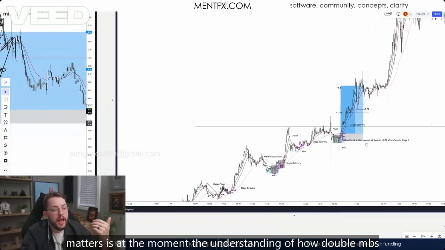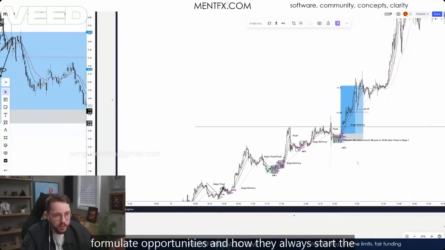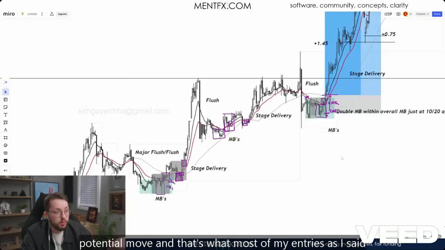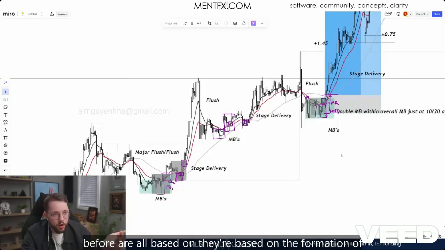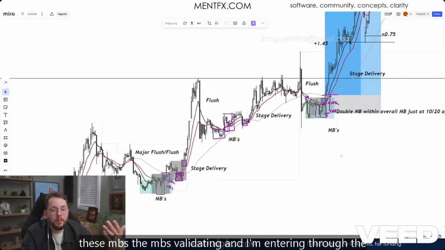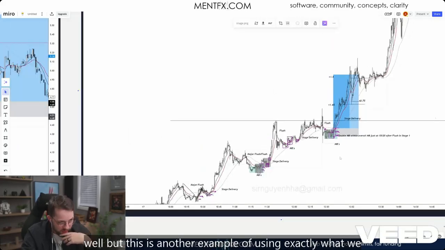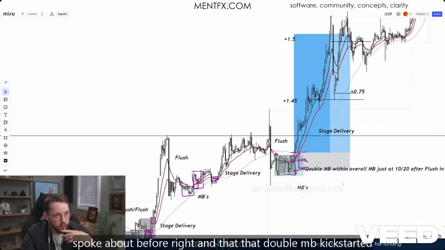What matters is, at the moment, the understanding of how double MBs formulate opportunities and how they always start the potential move. And that's what most of my entries, as I said before, are all based on. They're based on the formation of these MBs, the MBs validating, and I'm entering through the validation of MBs, right? I'm buy stopping into them. Now we'll talk about entry types and all that stuff shortly as well. But this is another example of using exactly what we spoke about before, right?